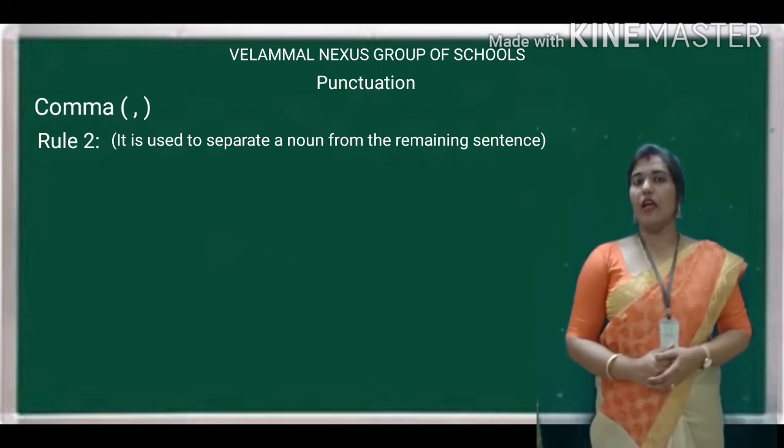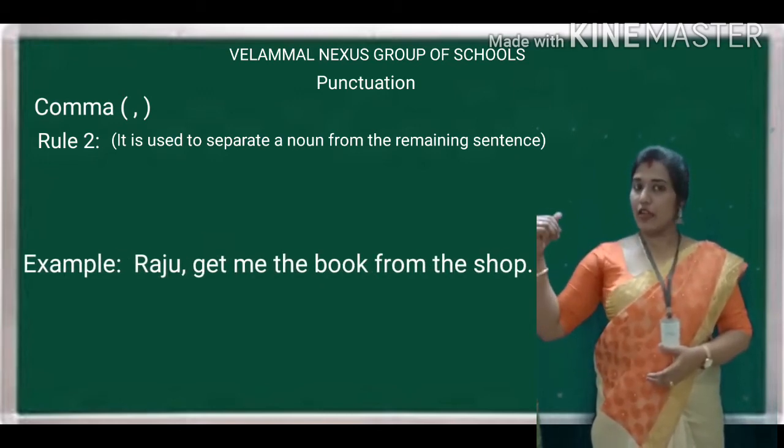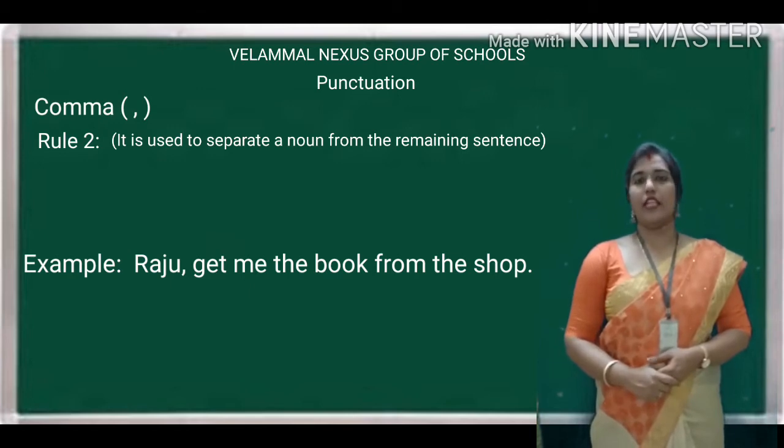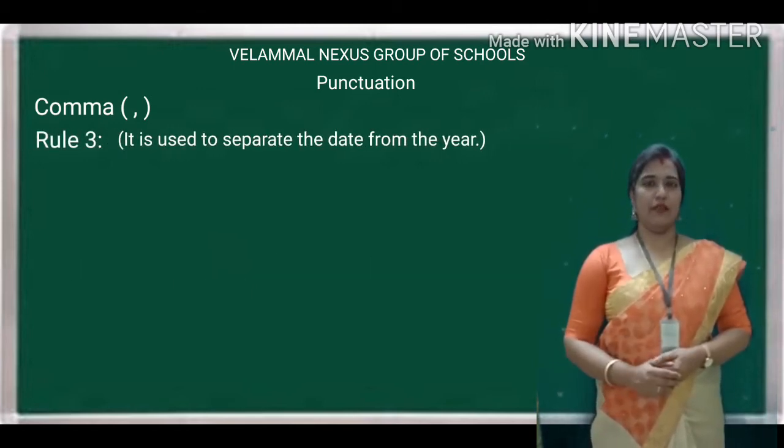For example, Raju, get me the book from the shop. Raju, comma, get me the book from the shop. Now, rule number 3, it is used to separate the date from the year.